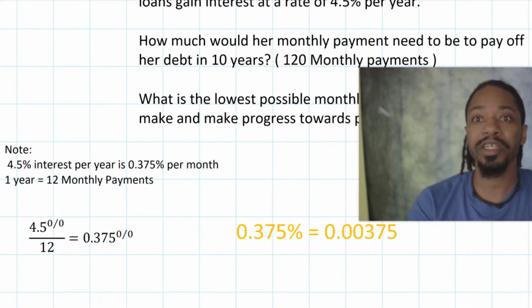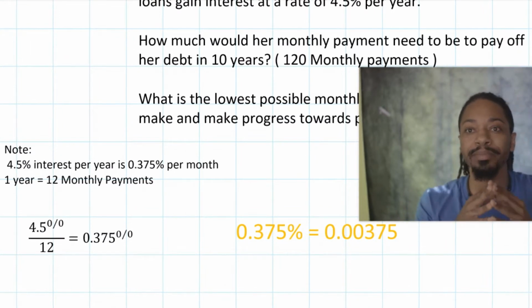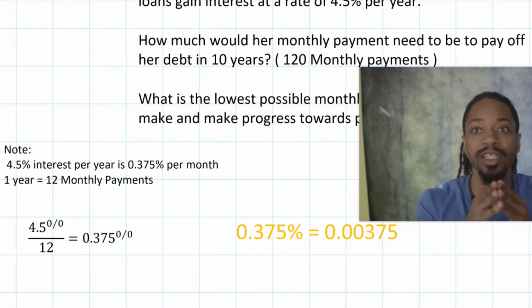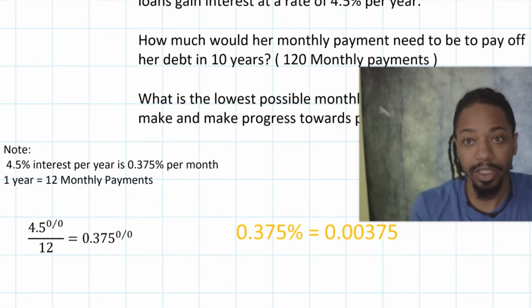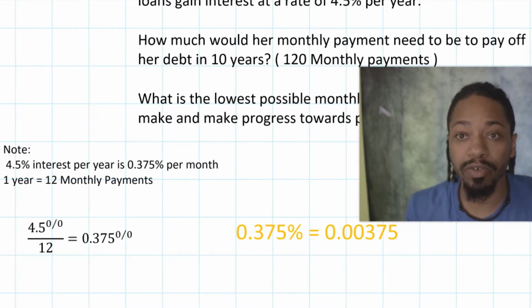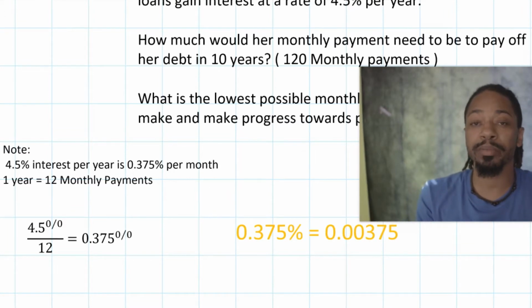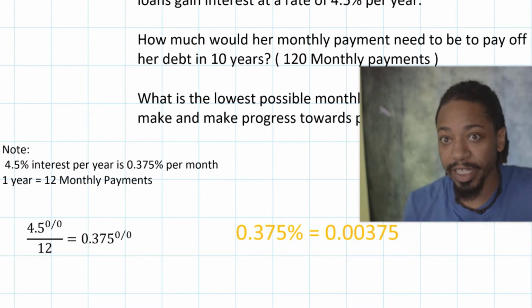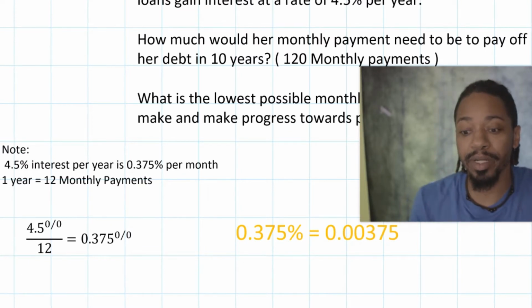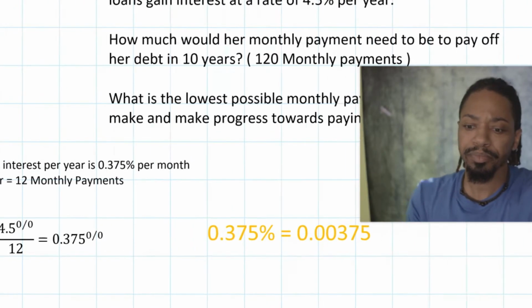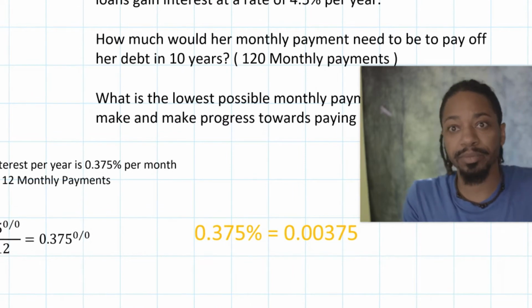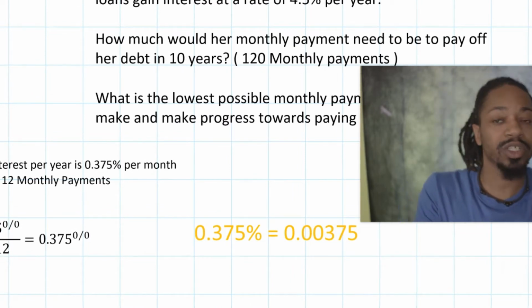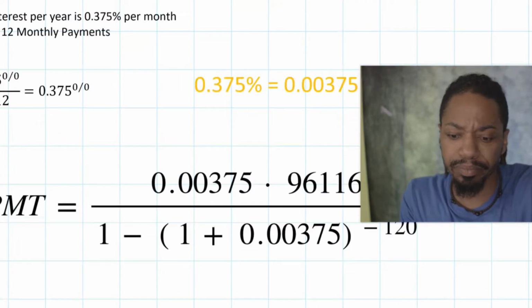4.5% interest per year, we need to see what that is monthly. If we're making monthly payments, we need to look at interest per month, not interest per year. So we simply divide that by 12. 4.5% broken up into 12 parts is 0.375% of her debt she needs to pay back at minimum per month. That's the interest rate. And of course, we could write that from a decimal to a percent, from a percent to a decimal. We could go back and forth.